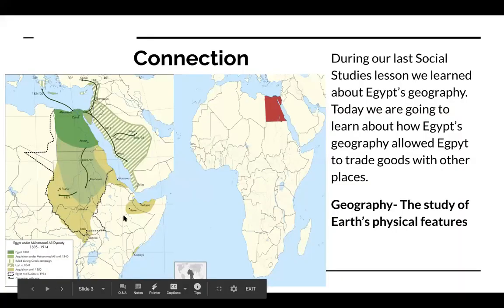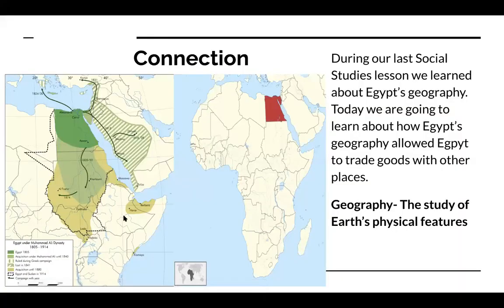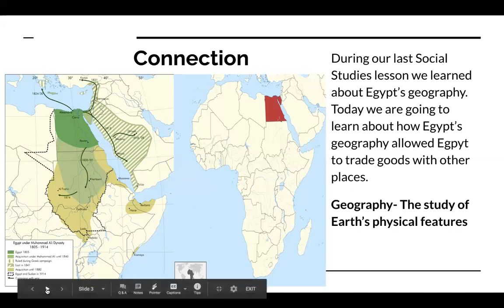Now let's connect back to our last lesson. During our last social studies lesson, we learned about Egypt's geography. Today, we are going to learn about how Egypt's geography allowed Egypt to trade goods with other places. When we think about geography, we think about the study of Earth's physical features. So we're going to think about Egypt's land and the bodies of water that surround it and how it helped Egypt to trade with other places.